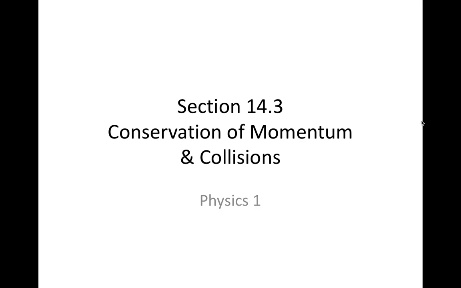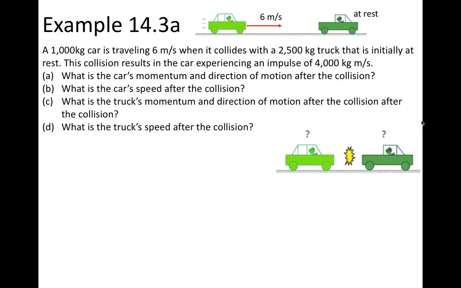In 14.3, I'm going to discuss the law of conservation of momentum and collisions. We'll start with an example. Here, a 1,000 kilogram car is traveling at 6 meters per second when it collides with a 2,500 kilogram truck that's initially at rest. The collision results in the car experiencing an impulse of 4,000 kilogram meters per second. Part A wants us to calculate the car's momentum and the direction of motion after the collision.